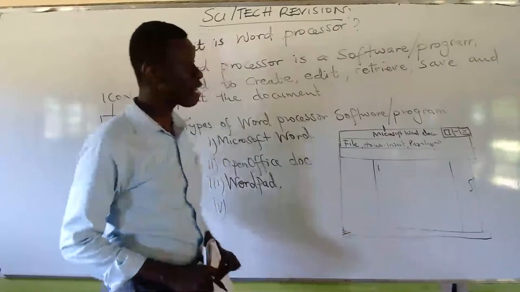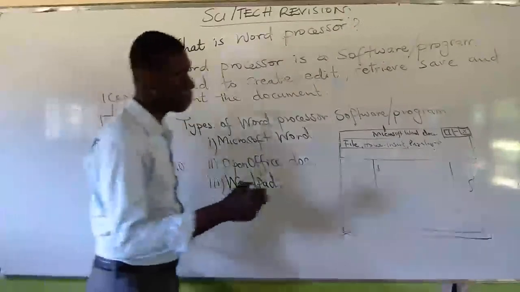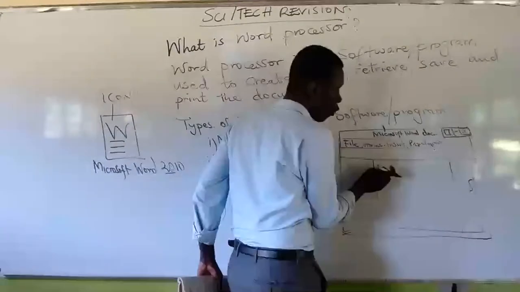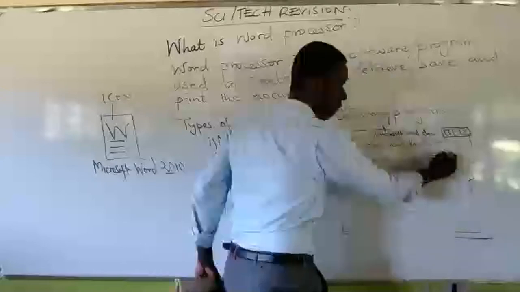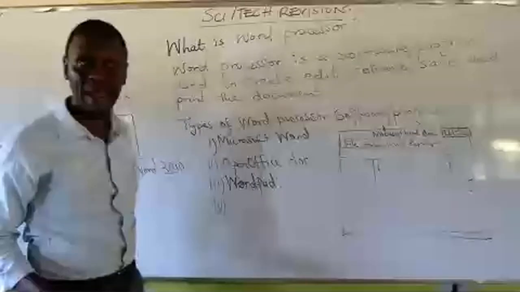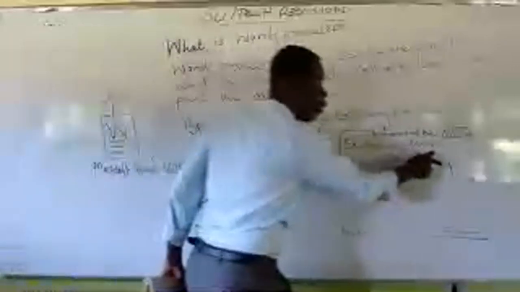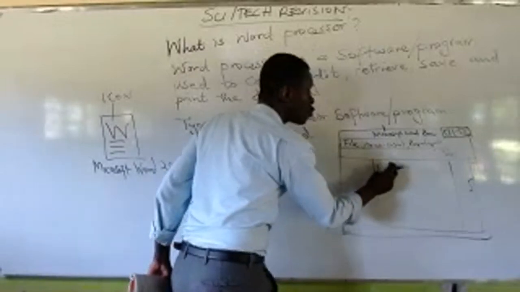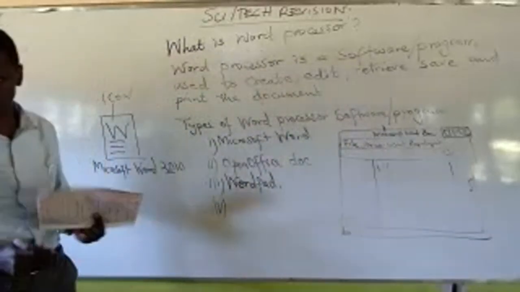Now, the insertion point comes. The mouse will always show in the form of a cursor, an arrow. But once it reaches the working area, it changes its form. Instead of an arrow, it becomes like a one like this. And this one can move anywhere within the document.